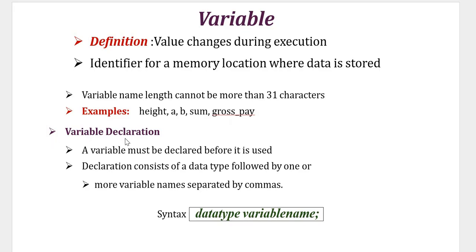There is a syntax for a variable declaration. Always, before using a variable, you have to declare it. What is a declaration? A declaration consists of a data type followed by one or more variable names separated by commas. This is the syntax: you have a data type followed by the variable name. You can have a single variable name or multiple variable names which are comma separated. What is a data type? We'll understand now.